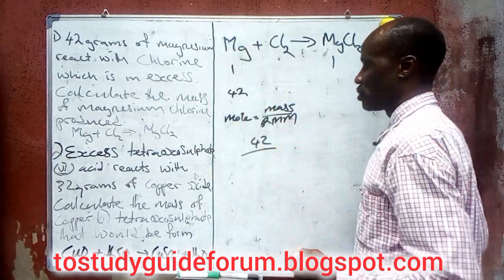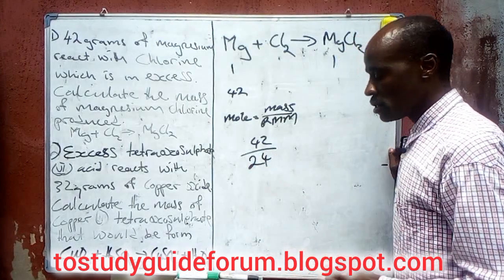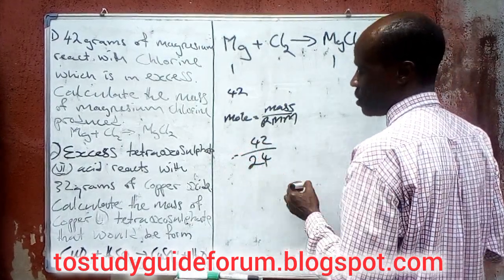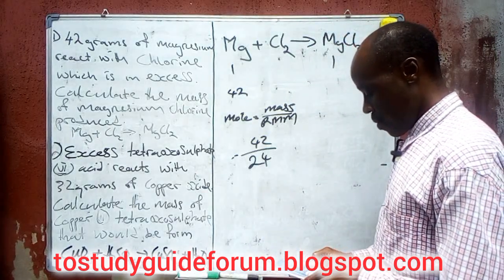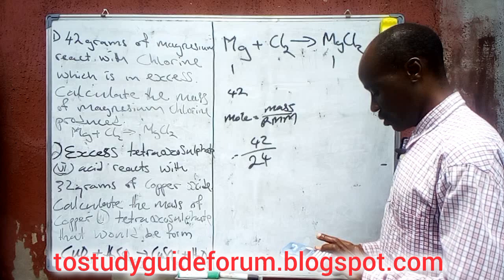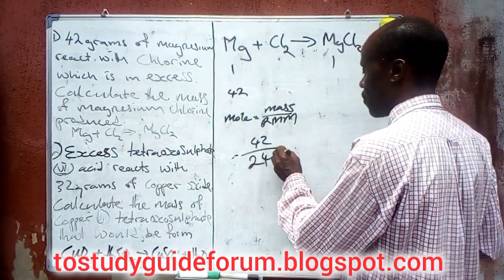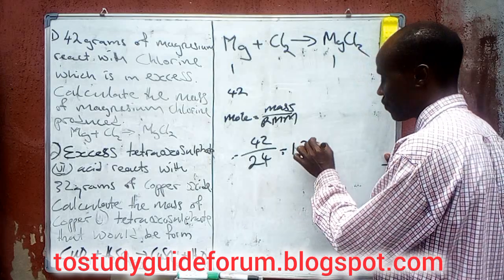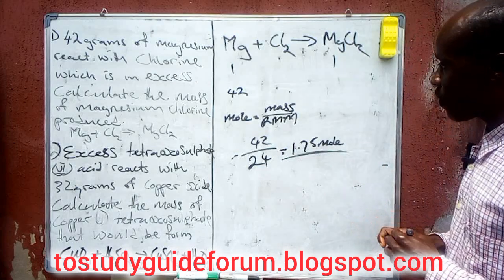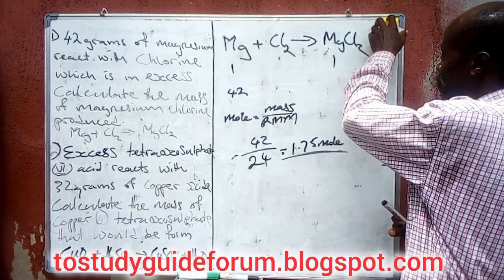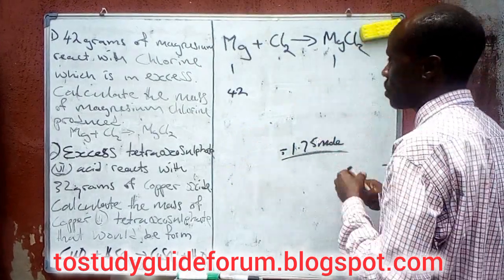The molar mass of magnesium is what? 24. Since it's 42 divided by 24, let's see what we have. 42 divided by 24 gives us 1.75 mole of magnesium. So now we have the value 1.75 mole, and we can still work with that.